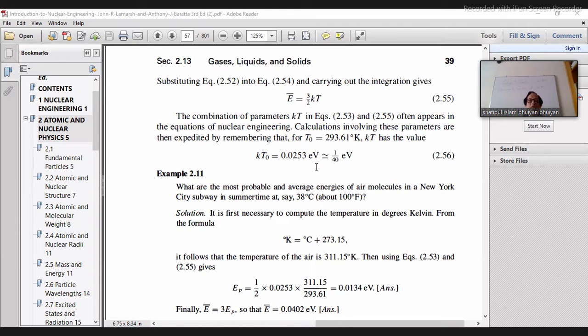Actually, in thermal neutrons, this is how we define the neutrons. If it has this 0.0253 eV, we call it a thermal neutron. There are fast neutrons, thermal neutrons, intermediate neutrons, and of course there is a big spectrum.